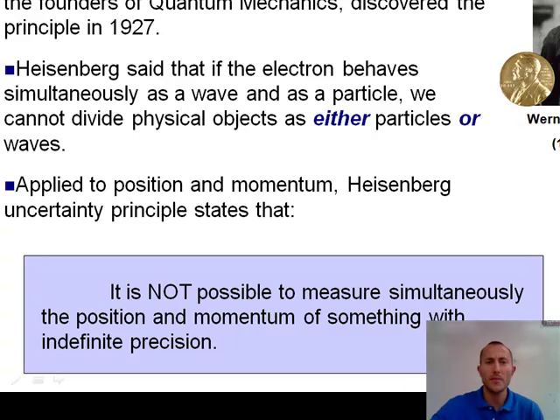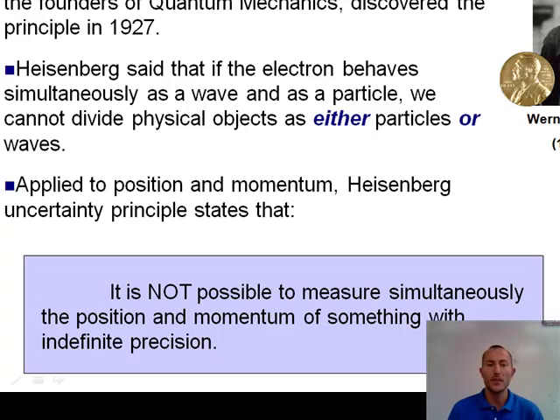Heisenberg said that if the electron behaves simultaneously as both a wave and a particle, as had already been deduced, then we can't divide physical objects as either particles or waves. So essentially what this means is that if a particle can behave as a wave or a particle, then we can't separate their existences. We can't say, well, it's just a particle or it's just a wave. It's both.